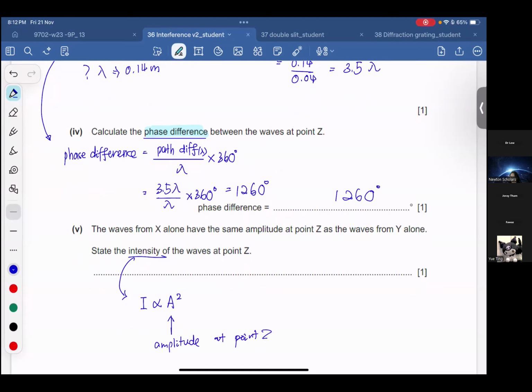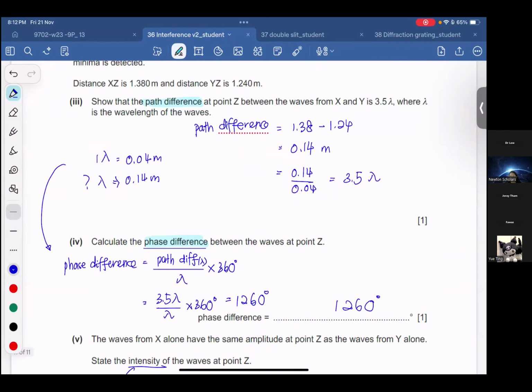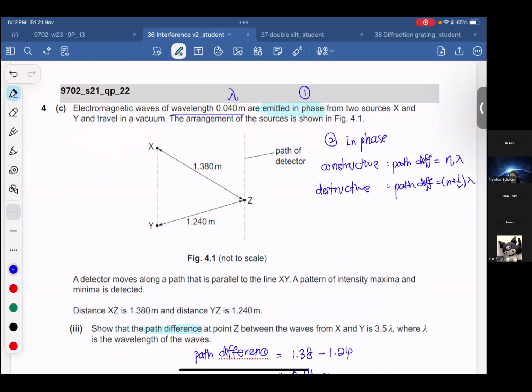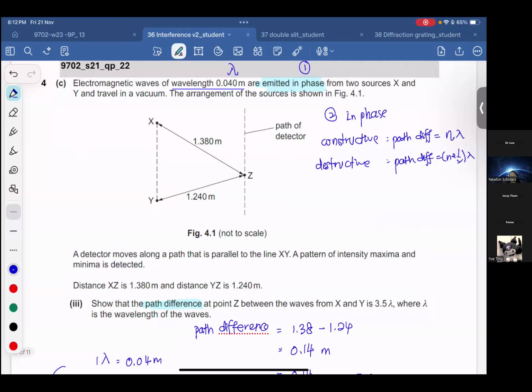So before you answer intensity, ask yourself, what is your amplitude when you meet up at point Z? So how do I know, teacher? Then you have to determine whether point Z is actually constructive or destructive. Can any of you tell me constructive or destructive when they meet up at point Z? First step, they are in phase. Second step, they are constructive or destructive, from their path difference. Wesley correct. Fawal correct. How about the others? Do you get the idea?